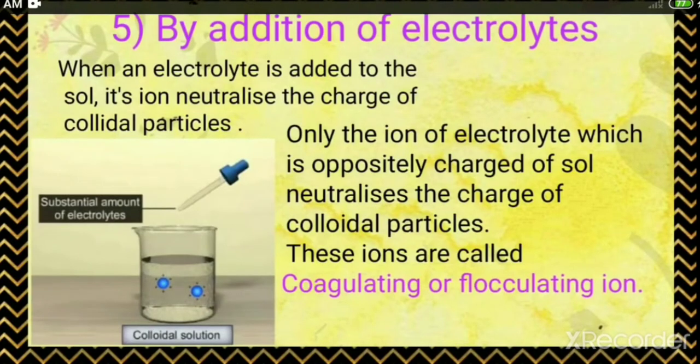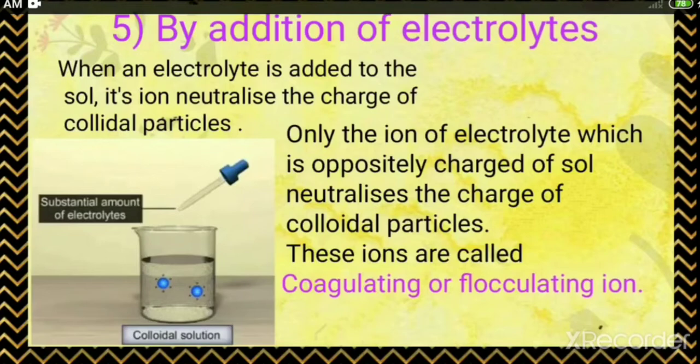By addition of electrolyte. This is one of the most important reasons for coagulation of colloids. So let us discuss electrolytes. What is an electrolyte? We have already discussed examples like NaCl. These are the electrolytes which actually give a true solution.